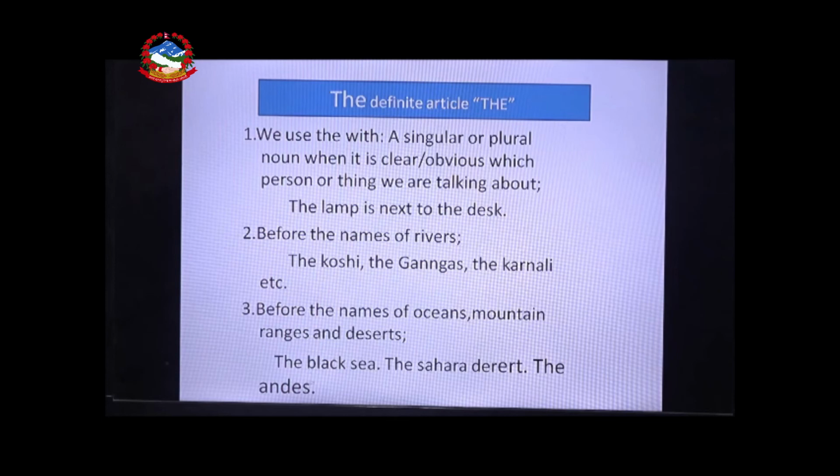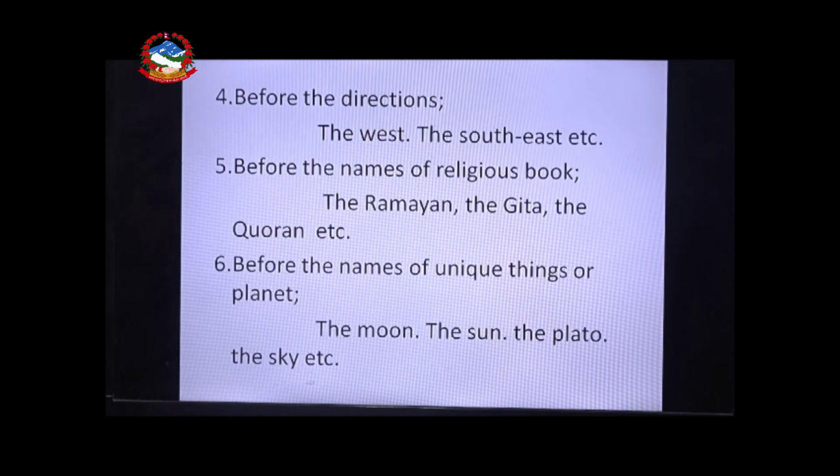Next one, the Sahara Desert. It is the name of the desert. The Sahara is the name of the desert. So, we use the article here. Next one, the Andes. It is a mountain range. Then before the mountain ranges, we use the article. Dear students, next number.